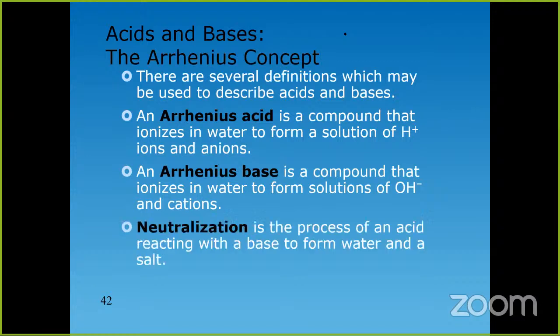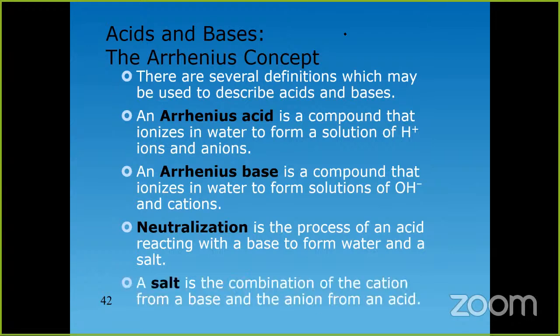And then according to Arrhenius, neutralization is a process in which an acid will react with a base to form water and a salt, right? And the formula for the salt is based on the formula of the acids and bases involved. In fact, as stated here, a salt is a combination of both the cation from the base and the anion from the acid. When they come together, they form a salt, all right?